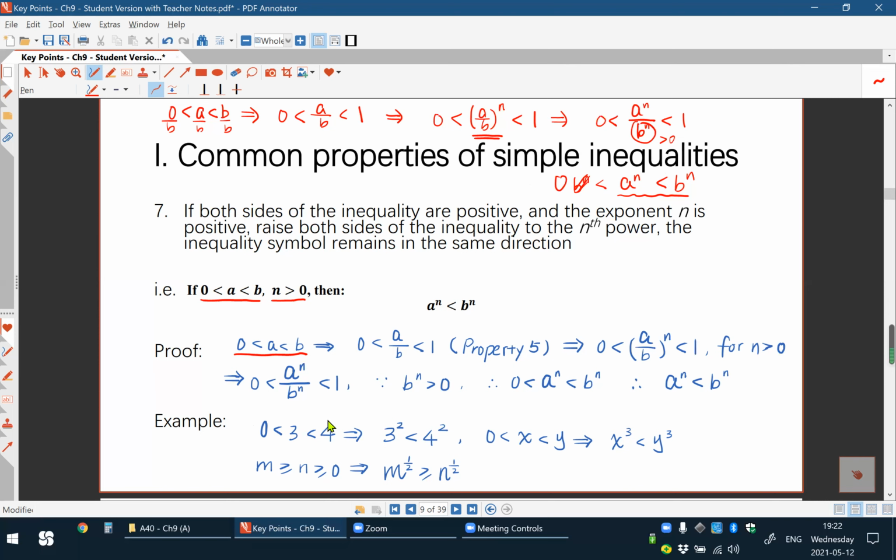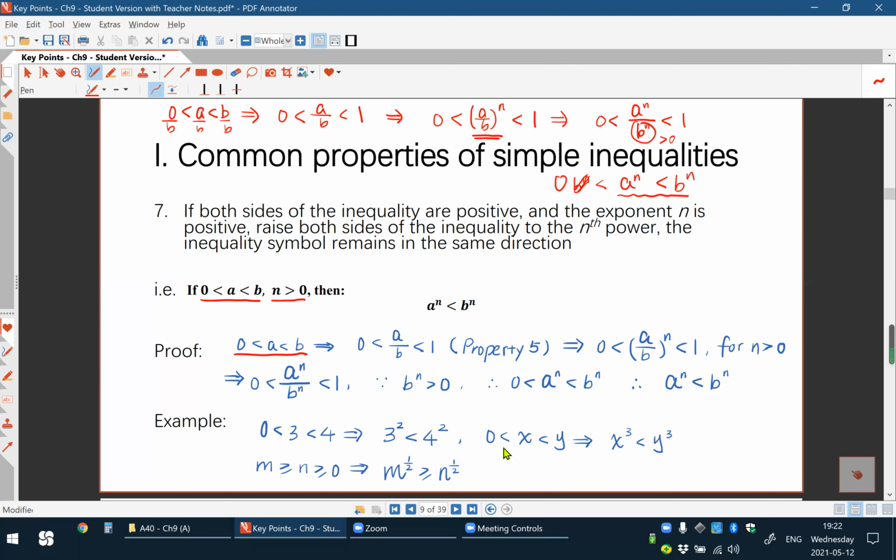For example, we know that 3 is smaller than 4, right? And both 3 and 4 are above 0. And if we raise both numbers to the second power, we get 3 squared is smaller than 4 squared, right? The inequality symbol here does not change direction.